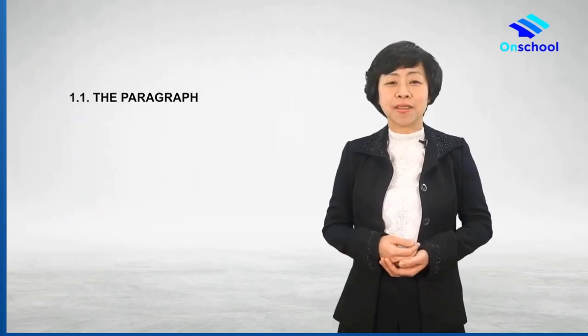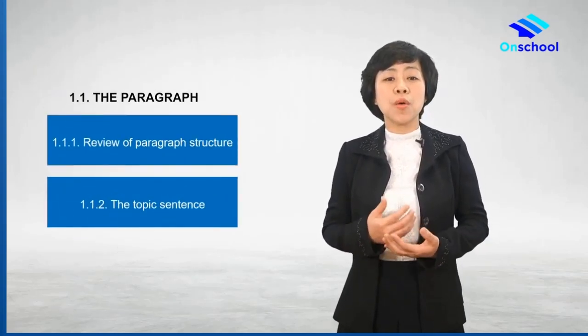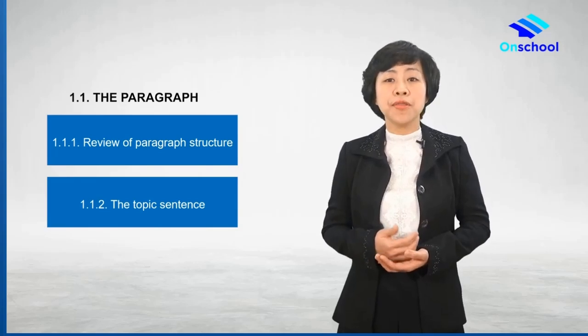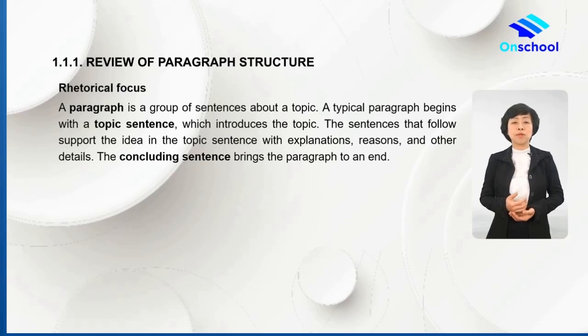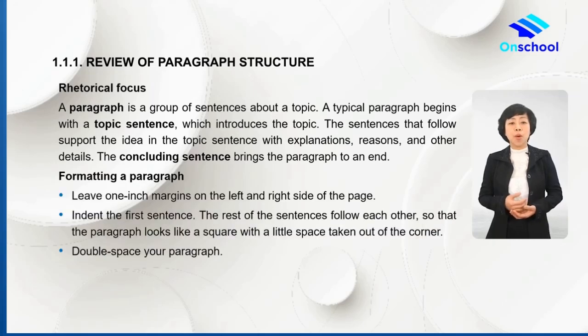Let's start with the first part, the paragraph, in which we are going to review paragraph structure and the topic sentence. A paragraph is a group of sentences about a topic. A typical paragraph begins with a topic sentence, which introduces the topic. The sentences that follow support the idea of the topic sentence with explanations, reasons, and other details. The concluding sentence brings the paragraph to an end. Remember to put your paragraph in the correct format as shown here.